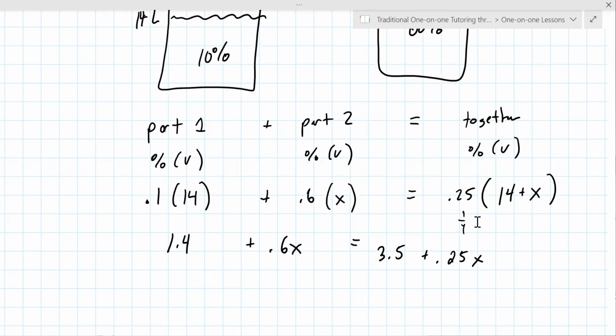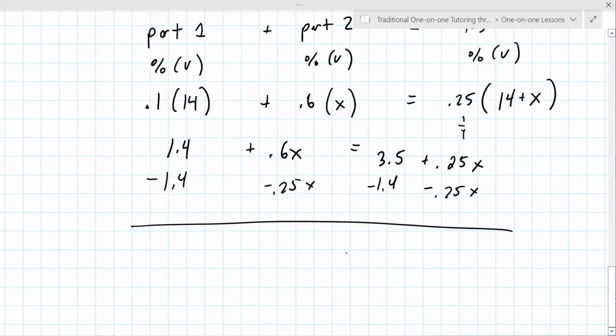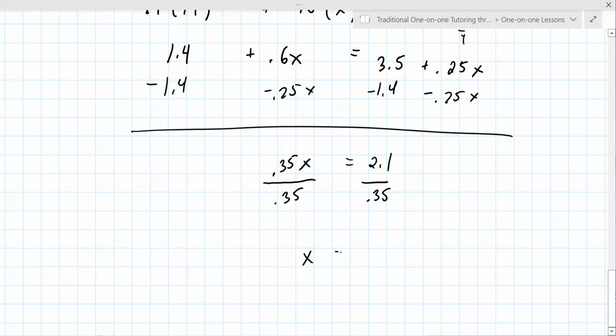So we have to combine like terms. We're going to subtract the 0.25x, and subtract the 1.4. We get 2.1 on the right. On the left here, 0.35x. Divide both sides by 0.35. And from here, if you haven't done this in a while, you can multiply top and bottom by 100. So that gives you 210 over 35.